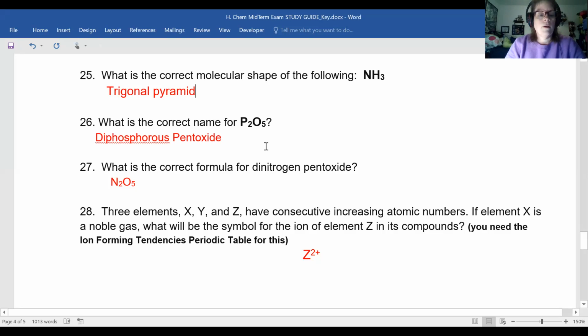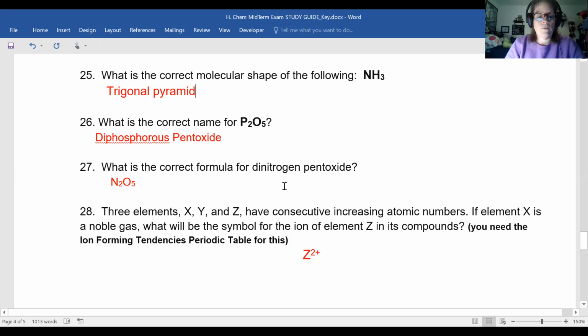All right, number 26. They want to know the correct name of P2O5. So this is phosphorus. So we name that first. And then we have oxygen. Remember, change the end of oxygen to IDE, so oxide. And then since this is a covalent compound, we're going to put our prefixes in. There's 2 phosphorus, so the prefix for 2 is di, so it's diphosphorus. And there's 5 oxygen, so pentoxide. Diphosphorus pentoxide for that one.